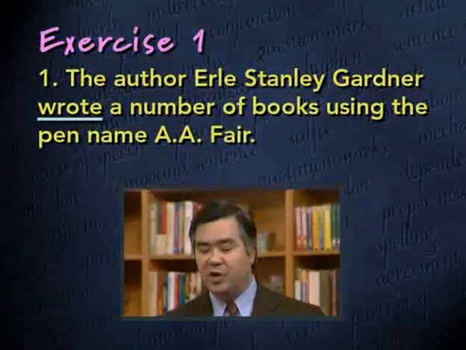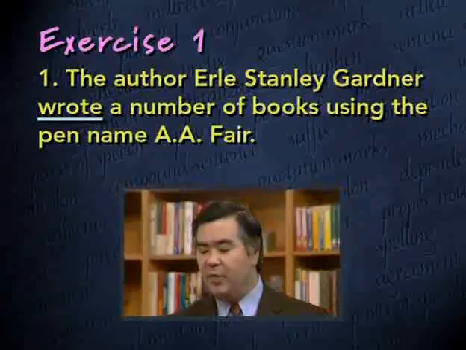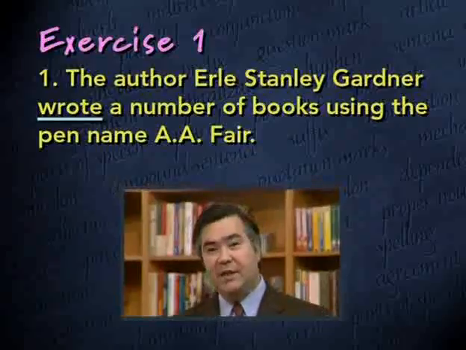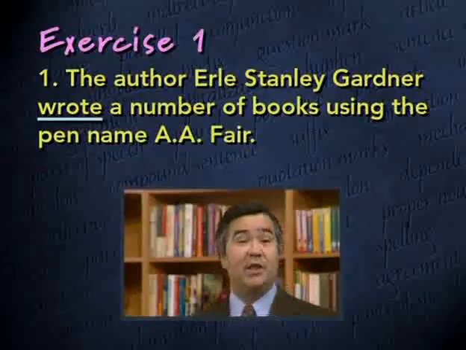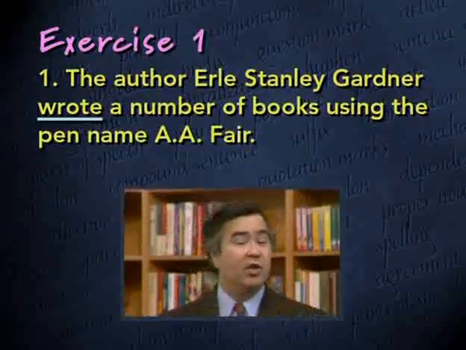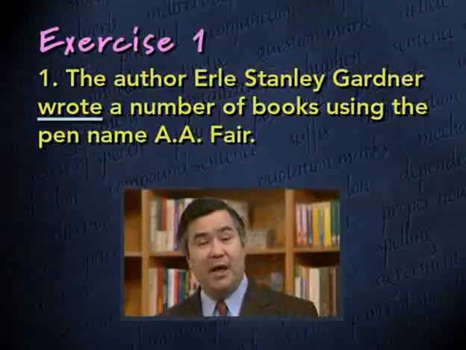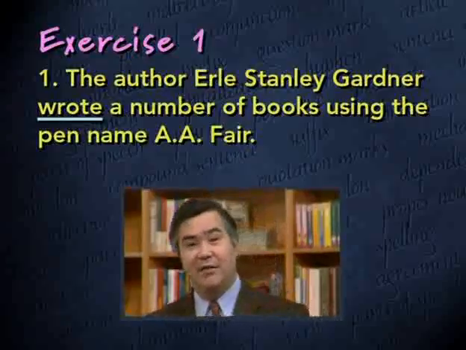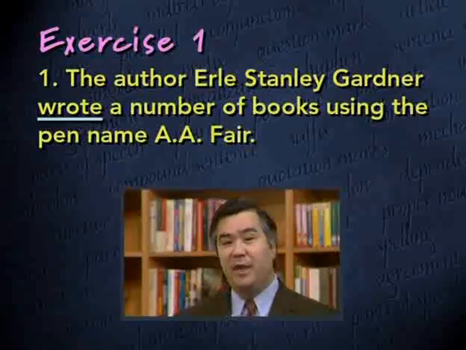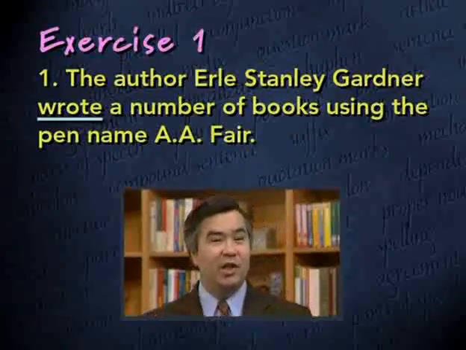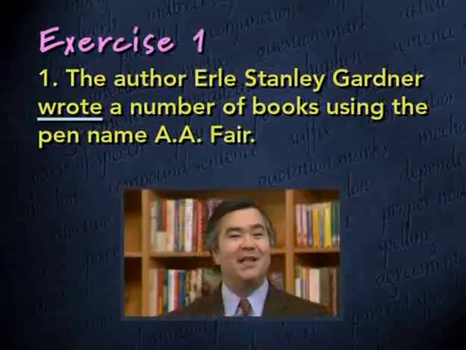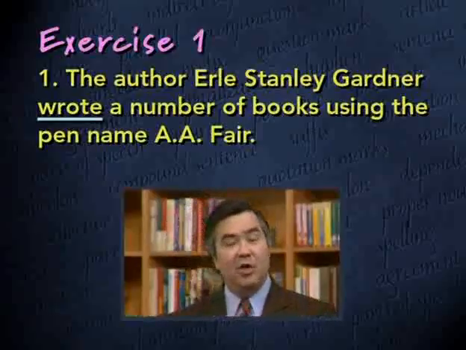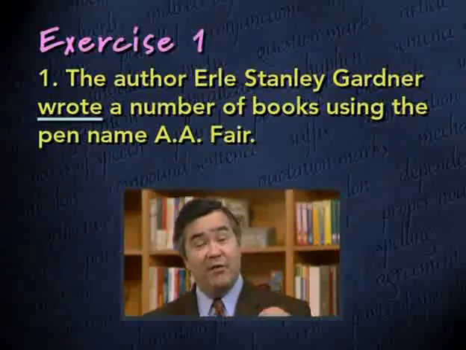The author Erle Stanley Gardner wrote a number of books using the pen name A.A. Fair. Now in this sentence, the verb wrote is underlined. In order to determine whether it's a transitive verb, an intransitive verb, or a linking verb, you need to decide whether it's a verb of action or a verb of being. And if it's a verb of action, whether there is something in the sentence which receives the action of the verb. Well, in this case, wrote is being used as a verb of action.